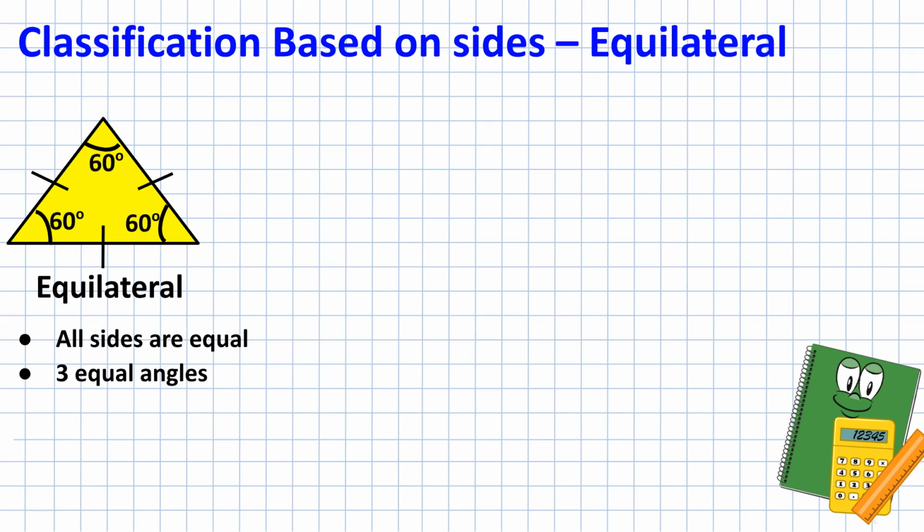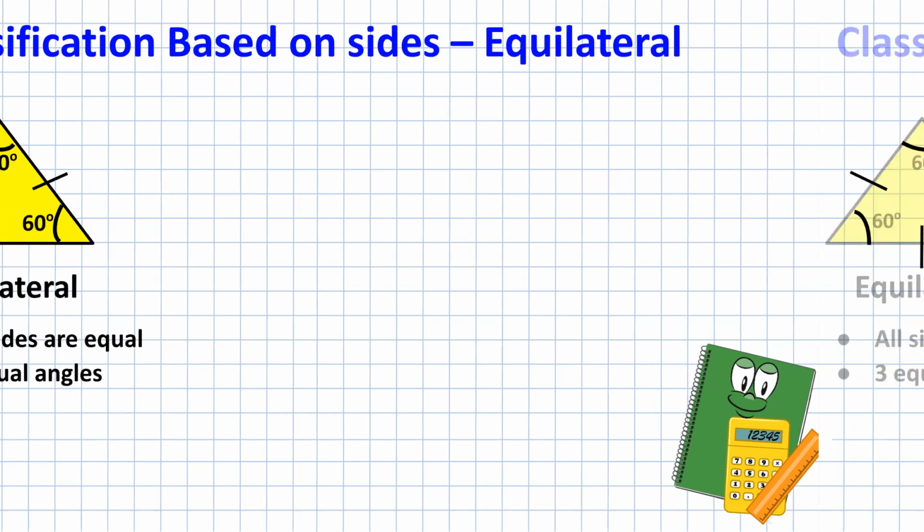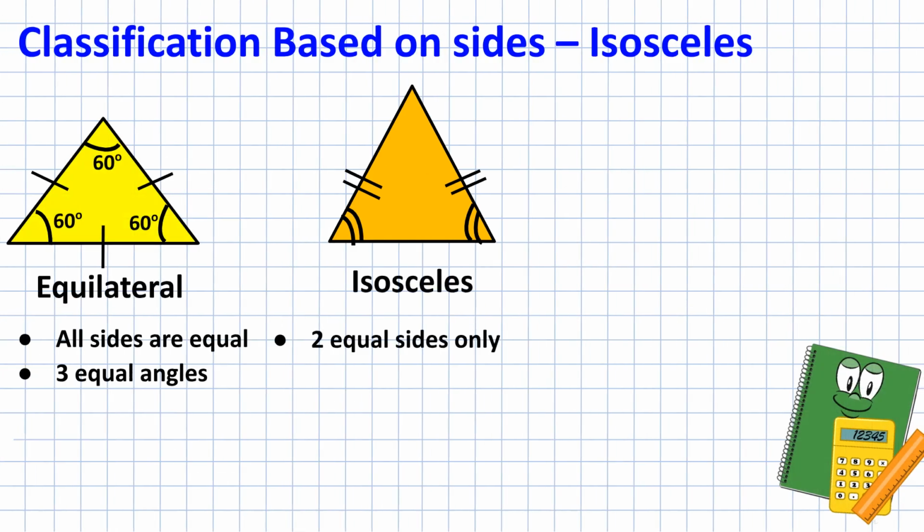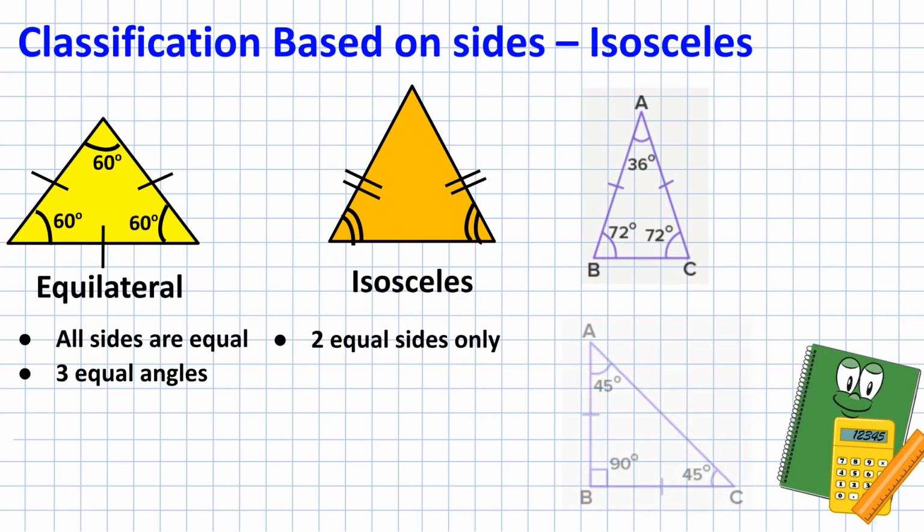Next, we move to the isosceles triangle. The isosceles triangle has only 2 equal sides. The isosceles triangle has 2 equal sides, indicated by the double tick marks on 2 sides. The third side is of a different length. Here are more examples of isosceles triangles. These triangles also have 2 equal angles opposite the equal sides.